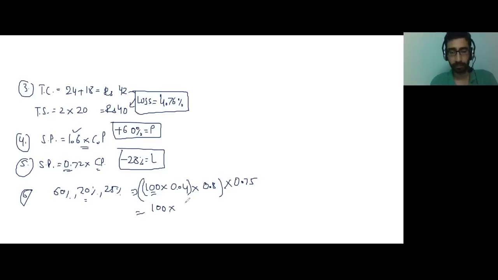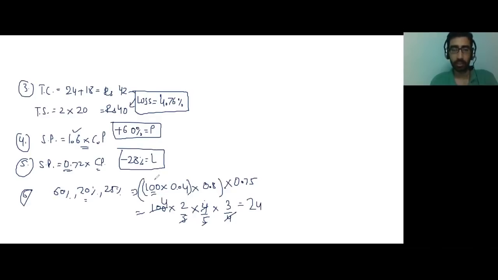Change these to ratios. 0.4 is, of course, 2 by 5. 0.8 is, of course, 4 by 5. 0.75 is, of course, 3 by 4. It's not a very difficult calculation to manage. And this would have given you 24.